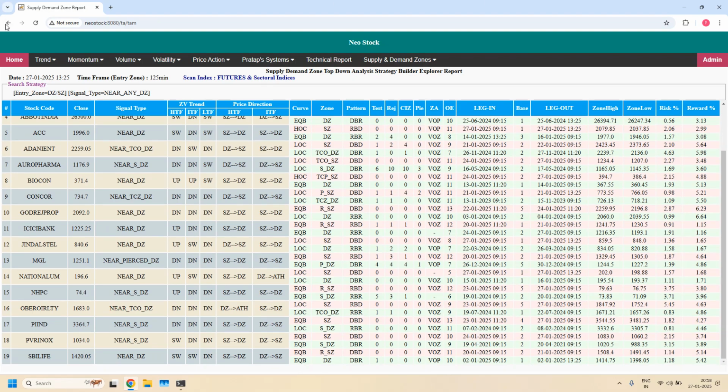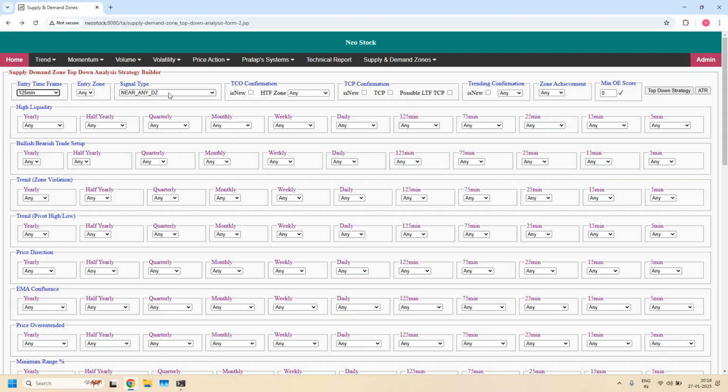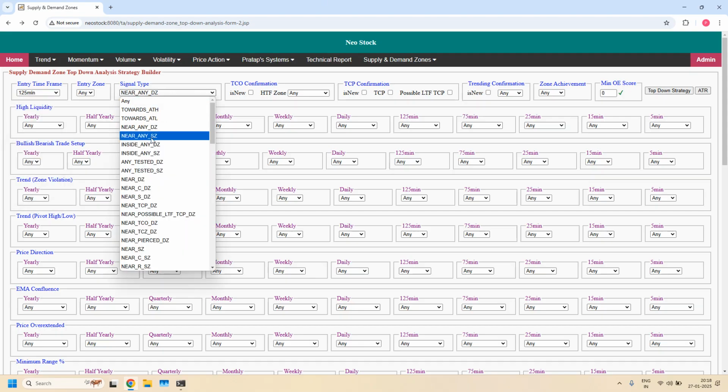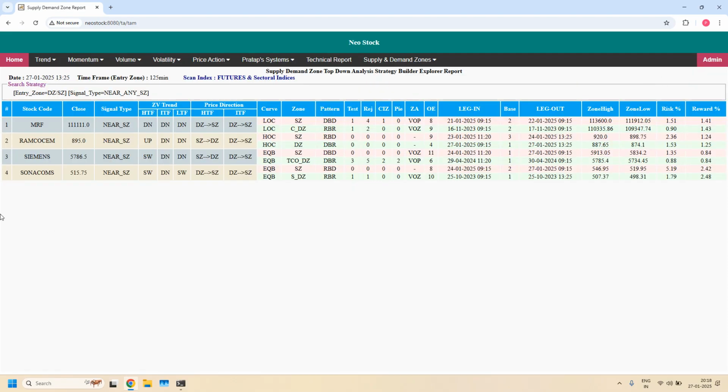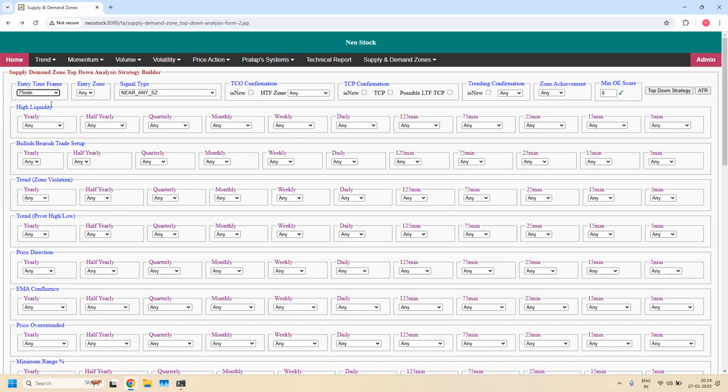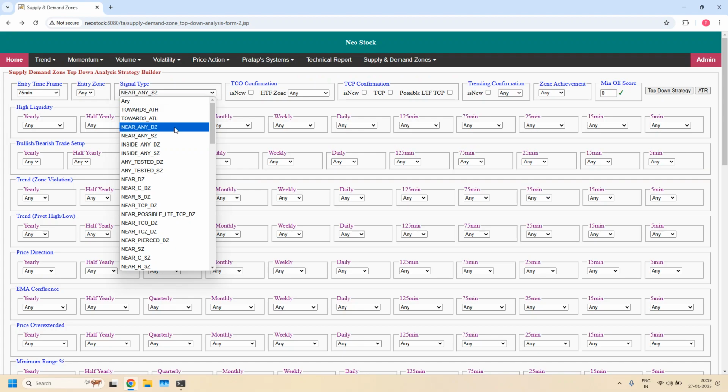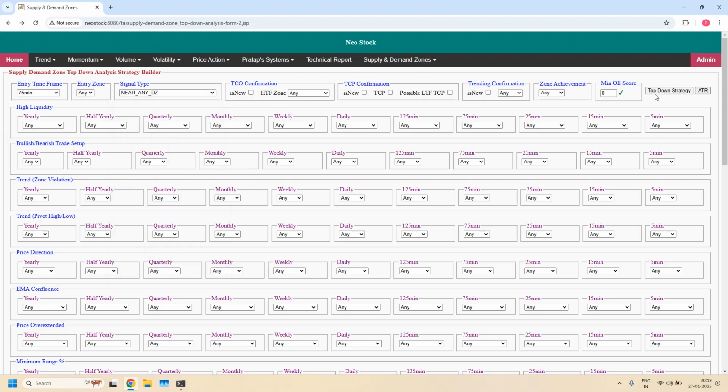Okay, next 125 minutes time frame. Stocks near 125 minutes supply zone. We got 4 stocks. Okay, next time frame is 75 minutes. Entry time frame 75 minutes. Let us find the stocks near 75 minutes demand zone.